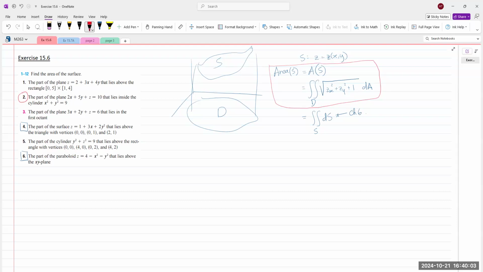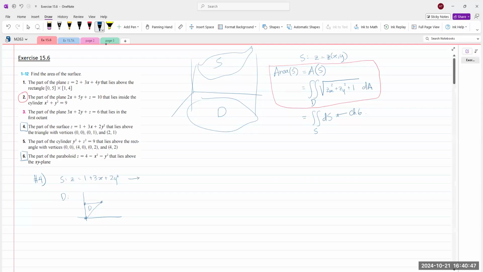Okay, now let's start. Let's do, for example, question number 4. Find the area of the surface where surface S is given by z equals 1 plus 3x plus 2y squared, and the domain D, that's the one on the xy plane, is the triangle with vertices (0, 0), (0, 1), and (2, 1). So this is the D.